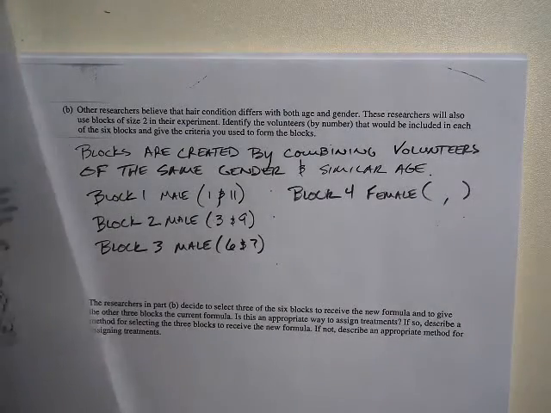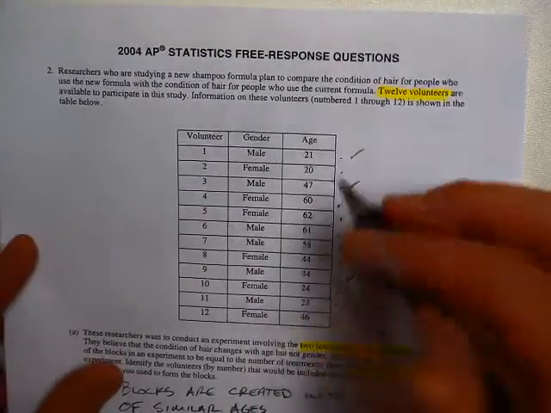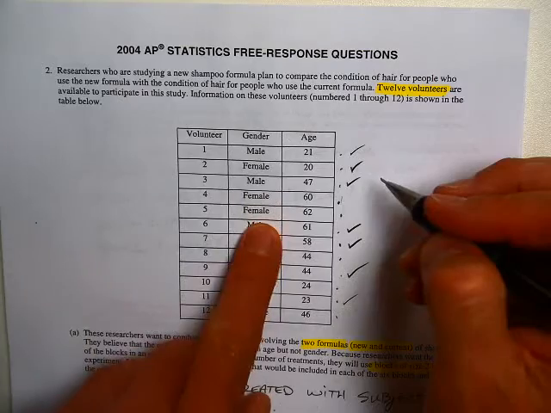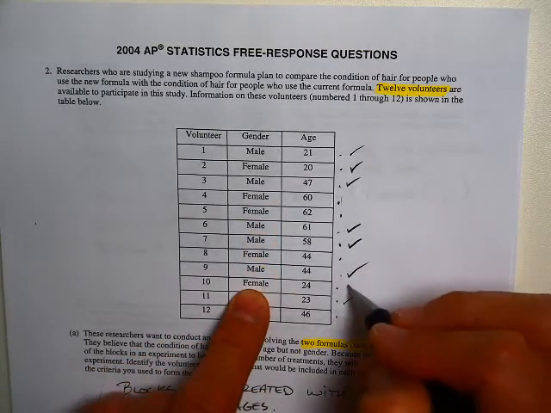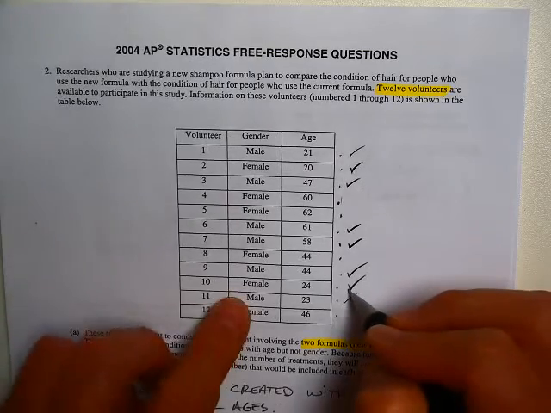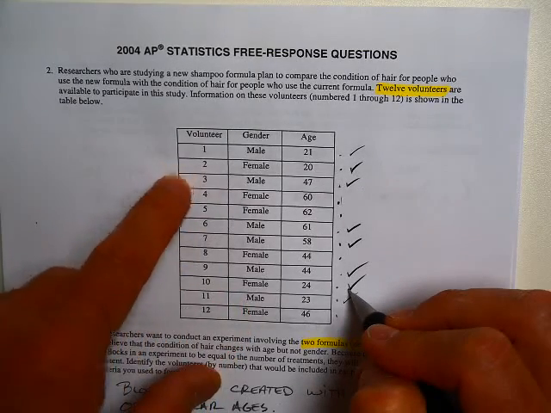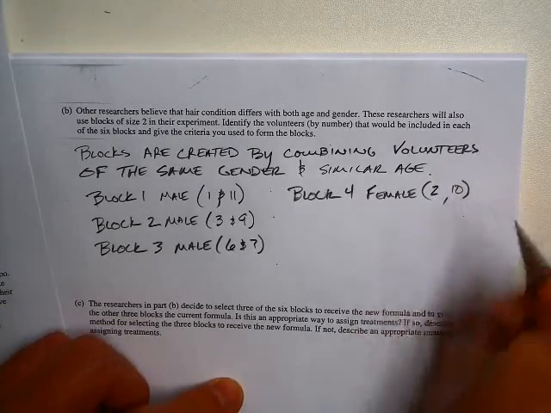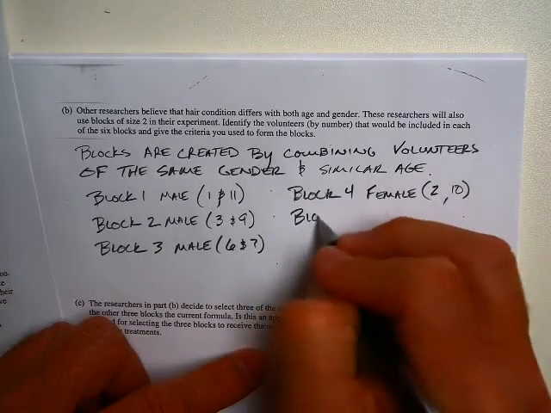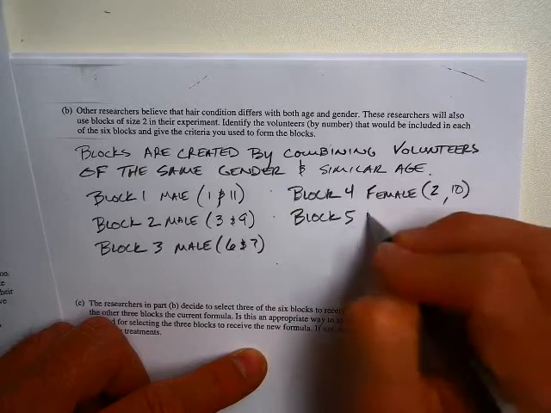And let's see, my two youngest females, I've got the 20-year-old and a 24-year-old. So that is number 2 and number 10. Block 5, female.